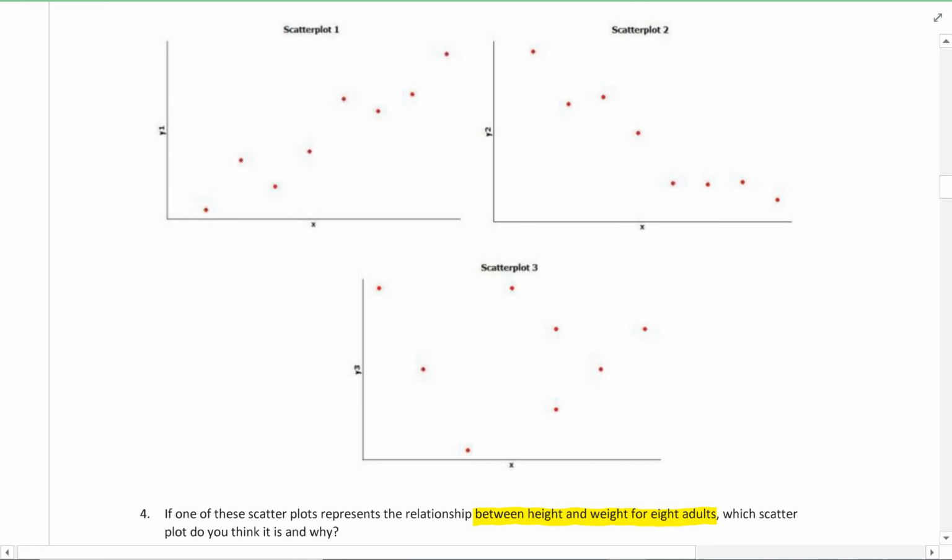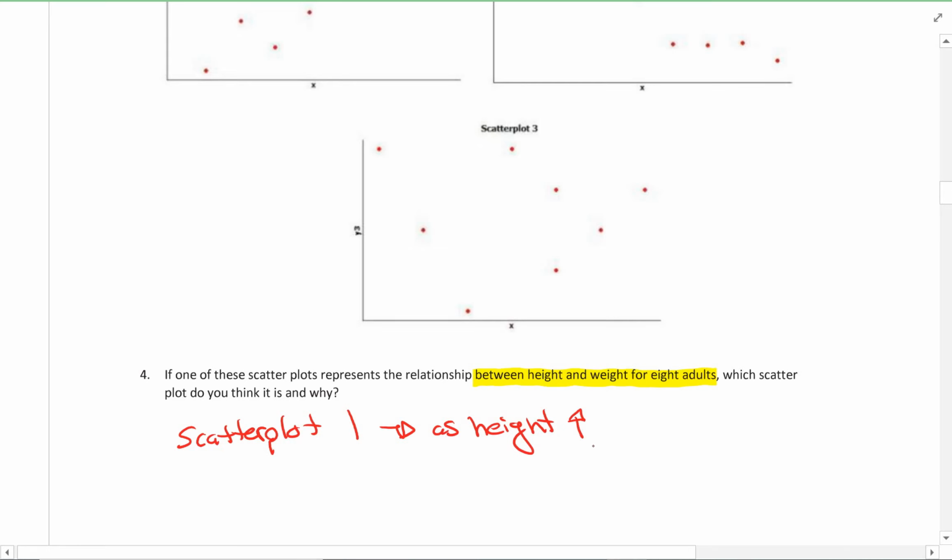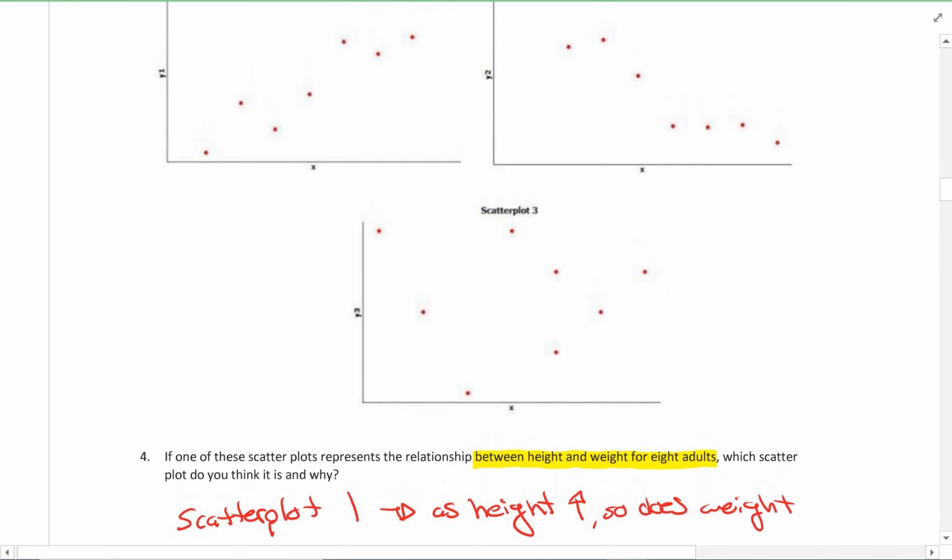Well, do we think as weight increases, height increases? Do we think as height increases, weight increases? Do we think as height increases, weight decreases? Or do we think there's no correlation at all? So, based on your observation, what would you say? And I'm assuming the majority of you are saying scatter plot 1. As height increases, so does weight. And that makes sense, because the taller you are, the more you should weigh. Someone that's 5'5" versus someone that's 6'5", you expect the 6'5" person to weigh more.